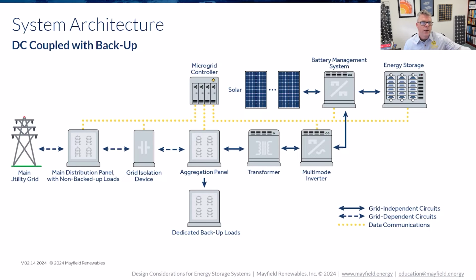And so in this case, we are connecting through an aggregation panel to back up some loads. We have an isolation device there that will externally isolate the utility from our system that we're trying to back up. So we'll talk about that in terms of components later on as well, kind of the importance of that device in and of itself. But in this case, it's an external device. In those other systems I showed you earlier, it was internal. So that's just something to keep in mind. So we have a DC coupled system here, just at a larger scale.